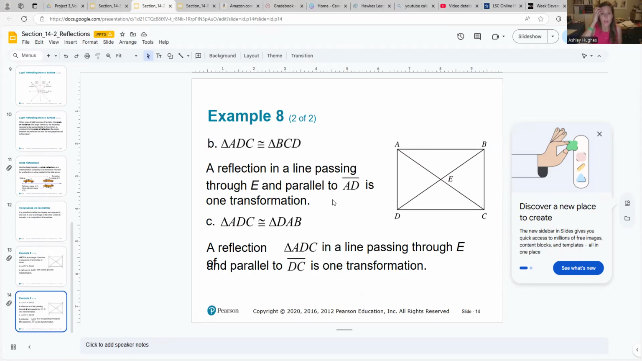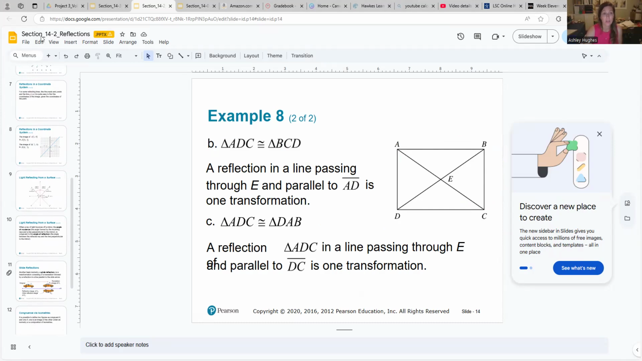Another way is a reflection. So reflection through this line, and then a reflection of ADC is a line passing through E. So that's another way that they could be seen as congruent.